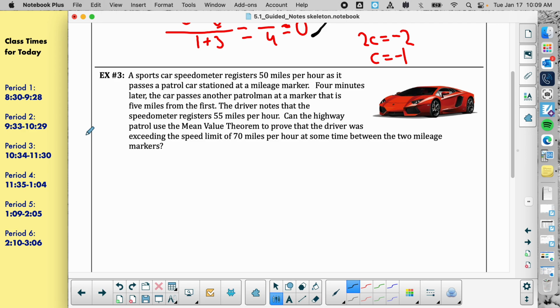The sports car speedometer registered 50 miles an hour. That's very sports car-like. As it passes a patrol car stationed at a mileage marker. 4 minutes later, the car passes another patrolman at a marker that is 5 miles from the first. The driver notes that the speedometer registers 55 miles per hour. Can the highway patrol use the mean value theorem to prove that the driver was exceeding the speed limit of 70 miles per hour? Why is he driving 50 and 55 then? At some time between the two mileage markers.